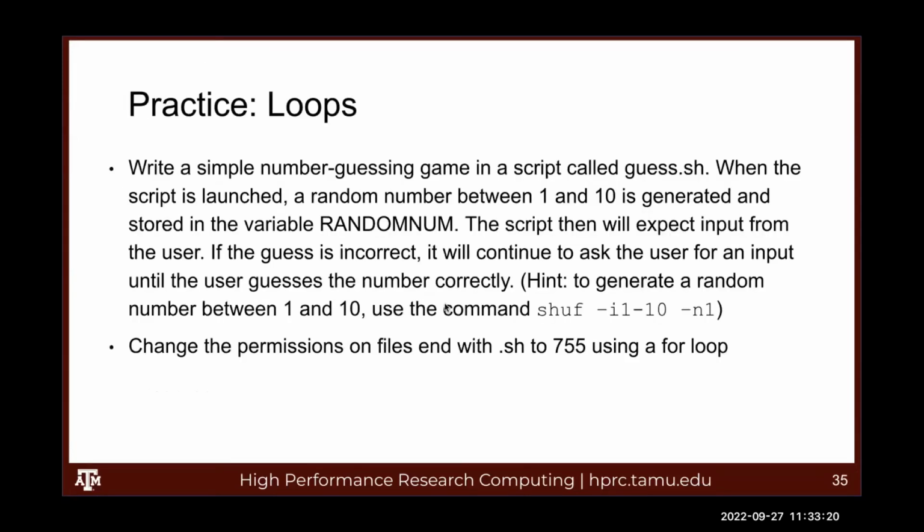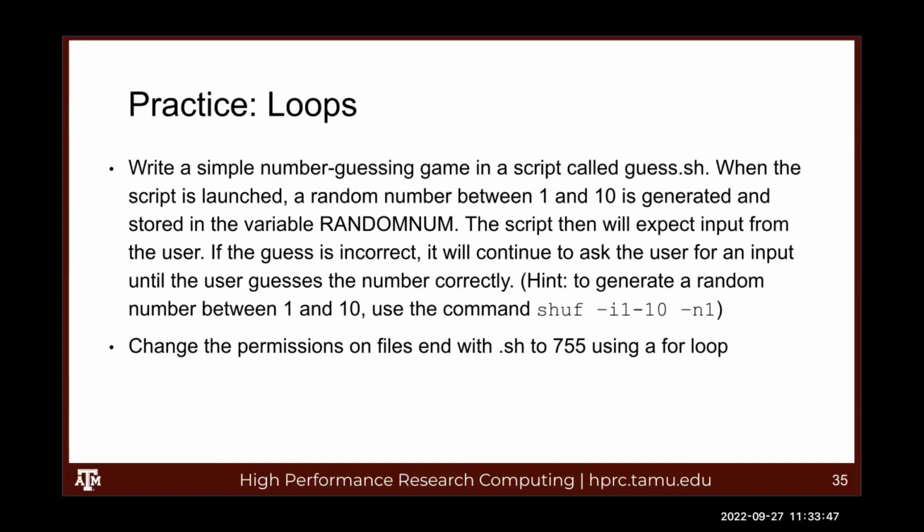Okay, so let's do a simple practice, and this one might take a few more minutes, so maybe 5 or 6 minutes to try this one. We want to write a simple number guessing game in a script. You can call it guess.sh. I think I called my solution loop solution, but call yours guess.sh. When the script is launched, a random number between 1 and 10 is generated and should be stored in a variable called random num.